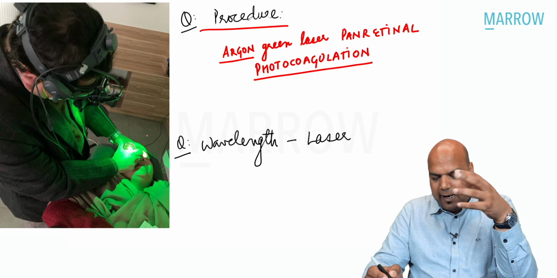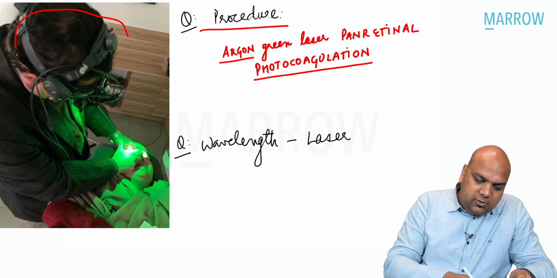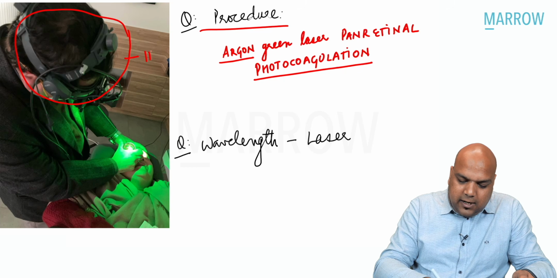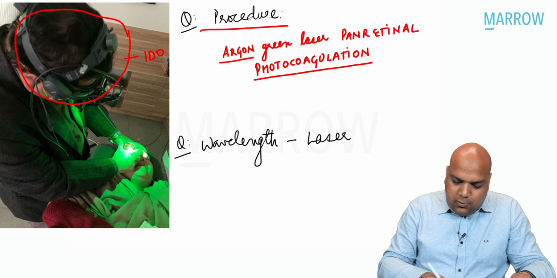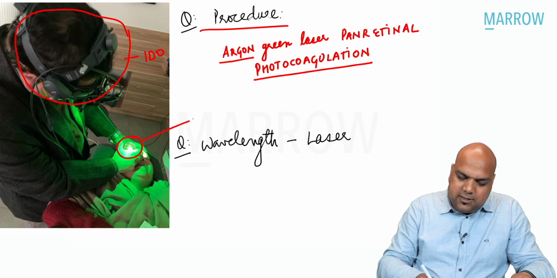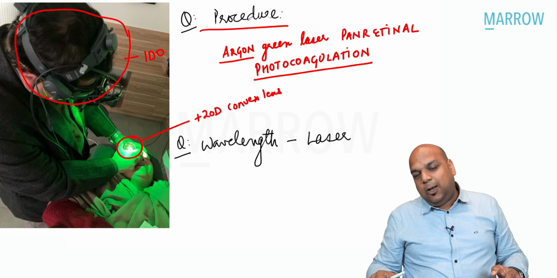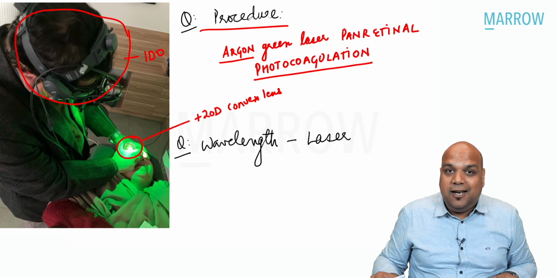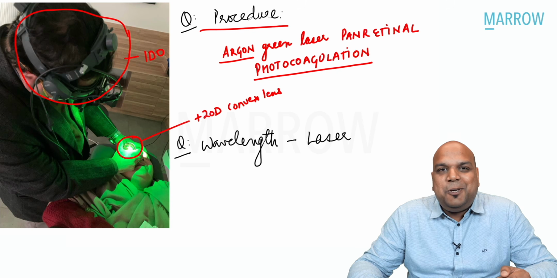And how do you know that the light is being focused onto the fundus or the retina? What do you see? Dr. Arora is wearing something on his head. Indirect ophthalmoscope. How do we know he is wearing an indirect ophthalmoscope even in this pose? He is holding a lens in his hand. What is the power of this lens? Plus 20 diopter convex lens. That means he is using a laser mounted along with an indirect ophthalmoscope to focus this argon green laser onto the fundus or the retina, and that is telling us that this is argon green laser pan-retinal photocoagulation being done.